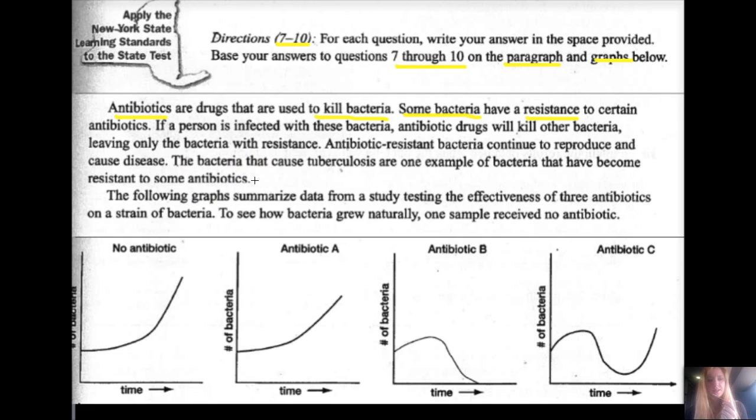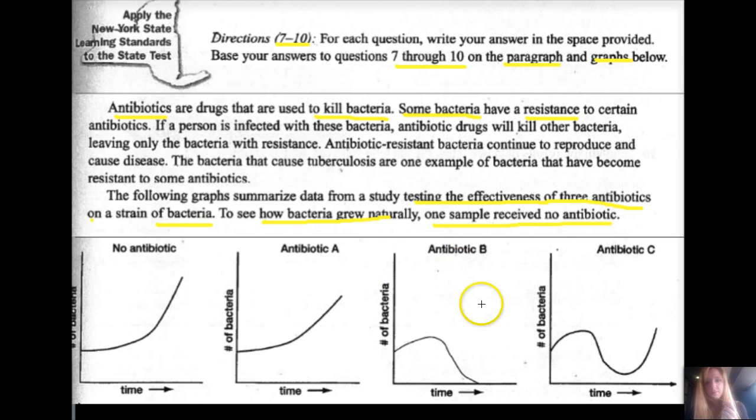So that paragraph told me that sometimes antibiotics don't kill the bacteria, and the ones they don't kill go on to reproduce. And there's actually a real-world example of this. The bacteria that cause tuberculosis aren't affected by some antibiotics. The following graphs summarize data from a study testing the effectiveness of 3 antibiotics on a strain of bacteria. To see how bacteria grew naturally, one sample received no antibiotic.